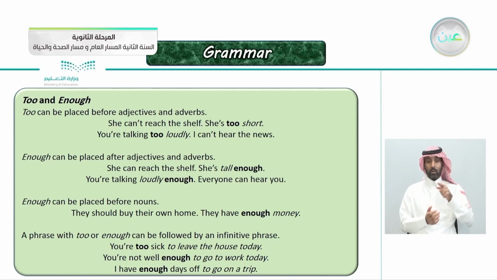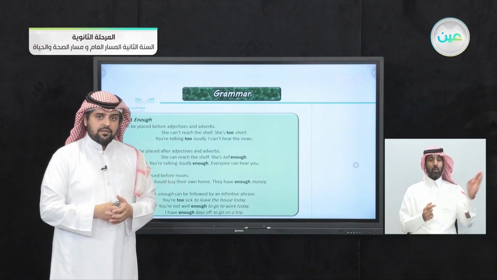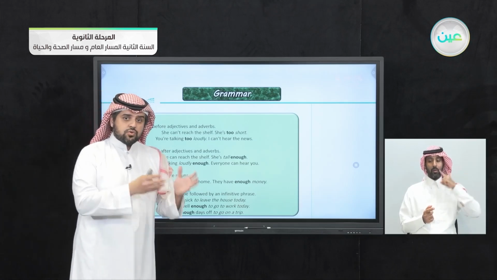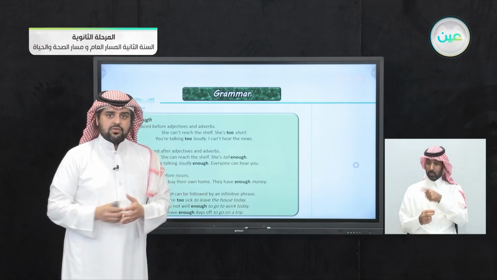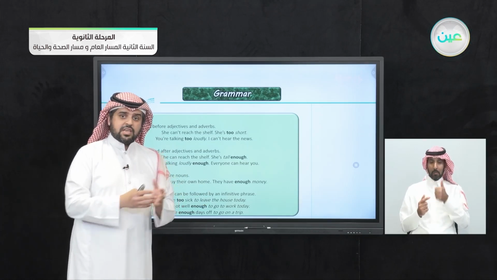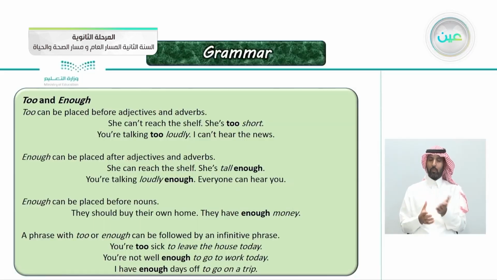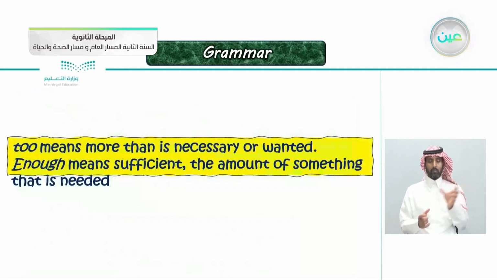I have enough days off to go on a trip. So you can use "too" or "enough" followed by the infinitive. For example, you say, this is too good to be true. When something surprises you because it's very good, you say, it's too good to be true. This is another example of using "too" and "enough" followed by an infinitive phrase.